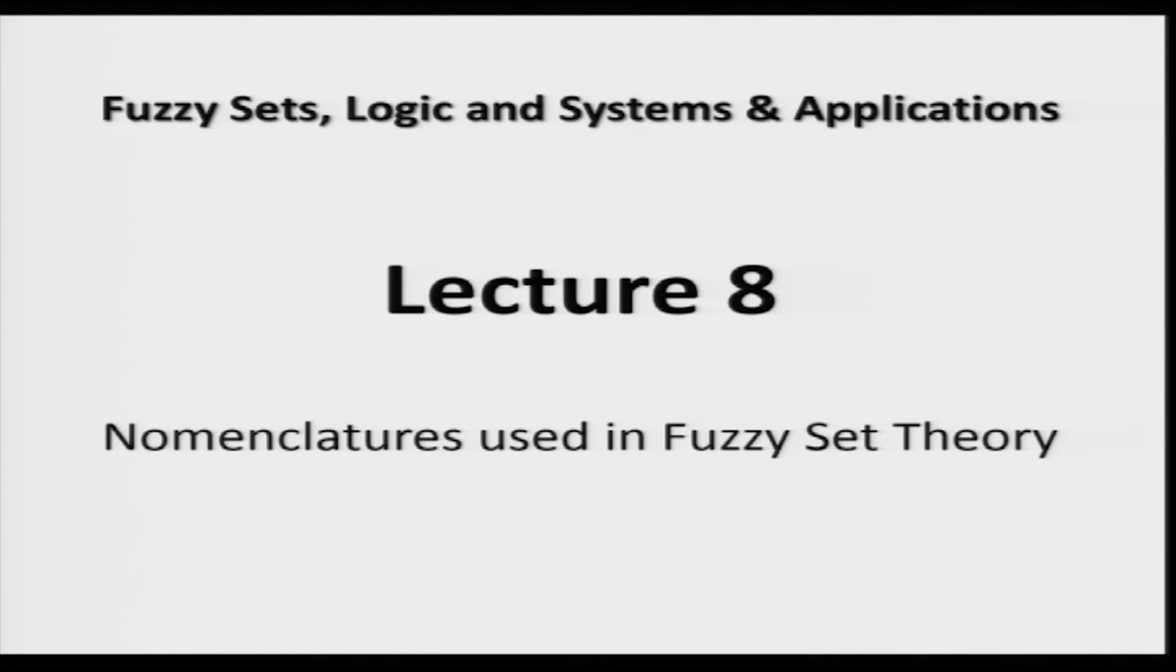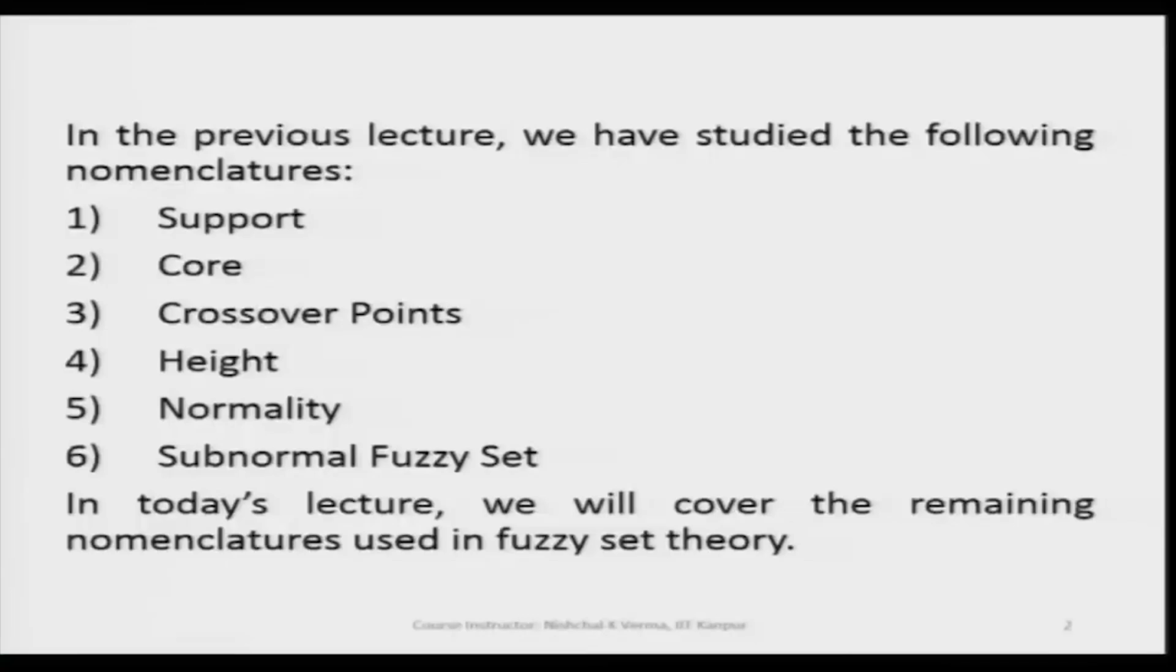In this nomenclature, some of the terms we have already discussed, the remaining nomenclatures we will be discussing in this lecture. As I mentioned, the support, core, crossover points, height, normality, subnormal fuzzy sets, all these terms in the nomenclatures have already been covered, and in today's lecture we will discuss the remaining terms in the nomenclatures used in the fuzzy set theory.